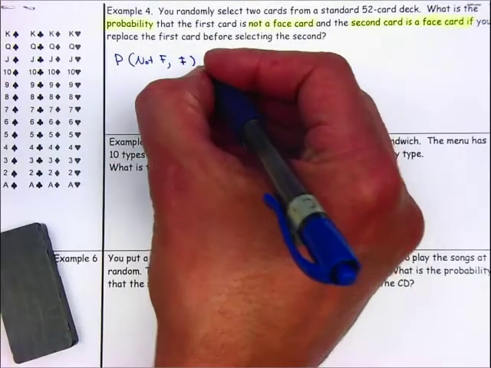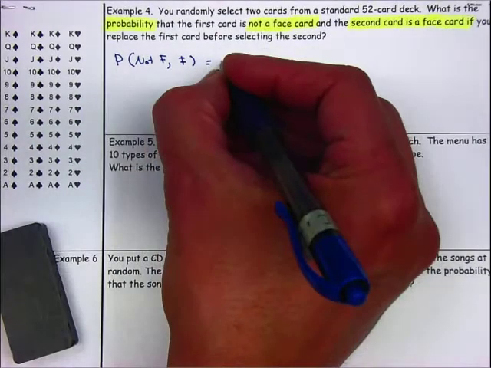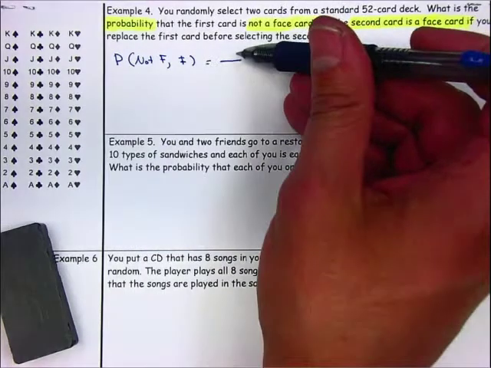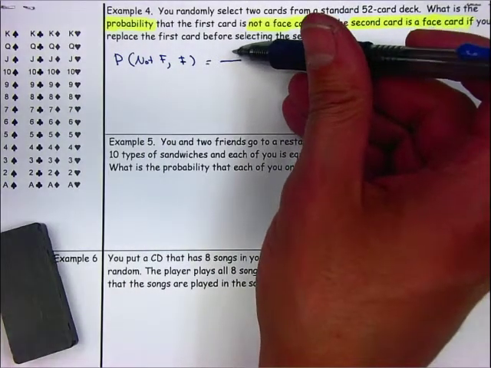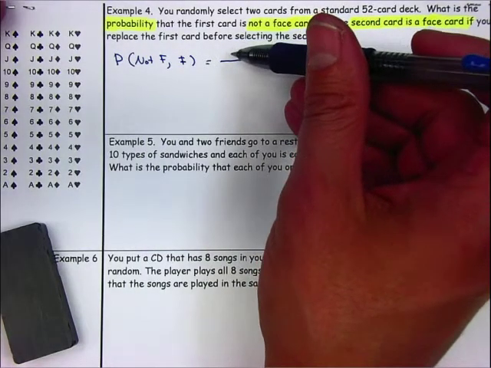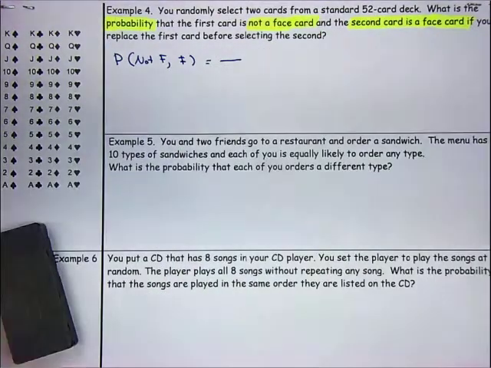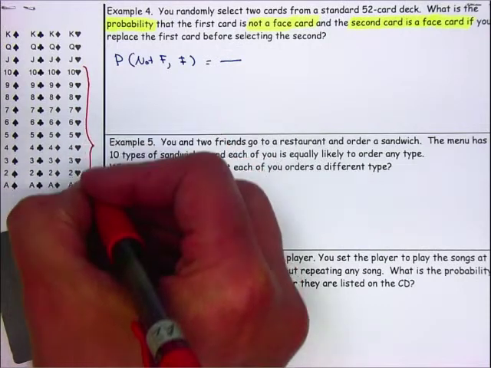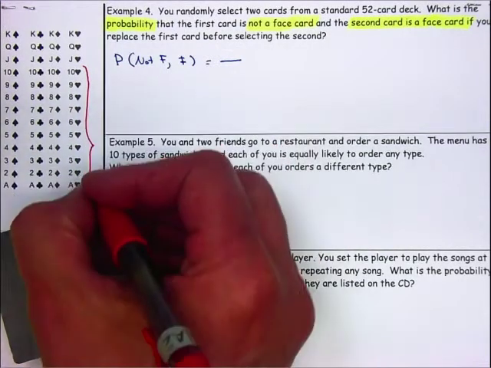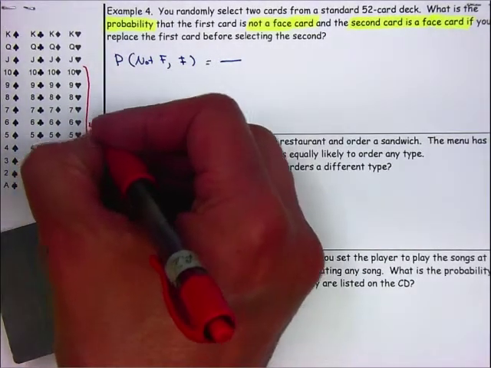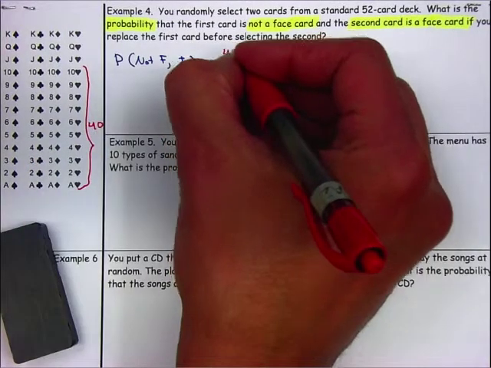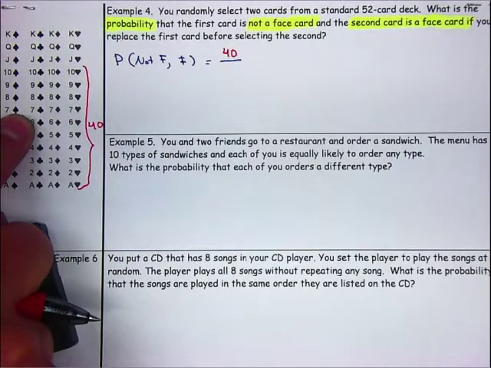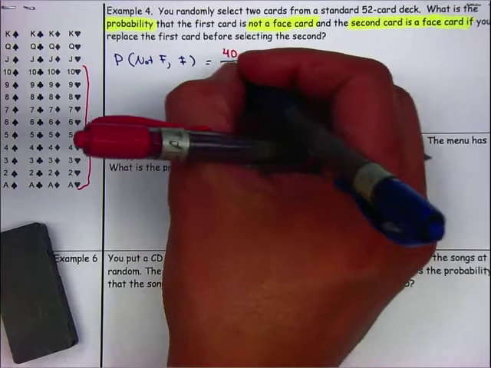So let's see, what's the probability that we're not going to get a face card? It's going to be a fraction. So you need to think, the numerator is what we want. How many non-face cards do we have? All of the ones that are non-face are numbers 10 all the way down to 2, including the A, which will be 40. So we have 40 that are non-face cards. How many total in the deck? 52. That's how many possible ways.